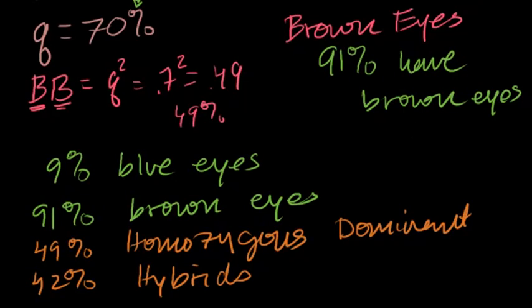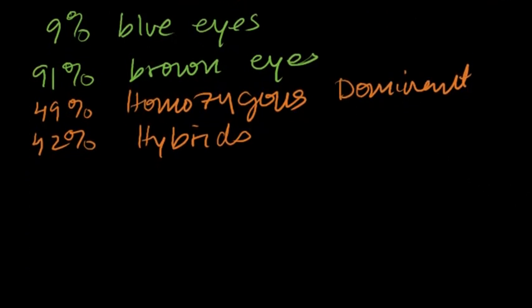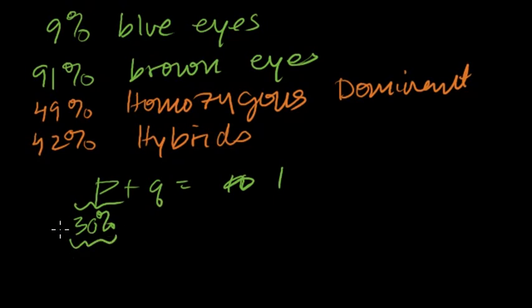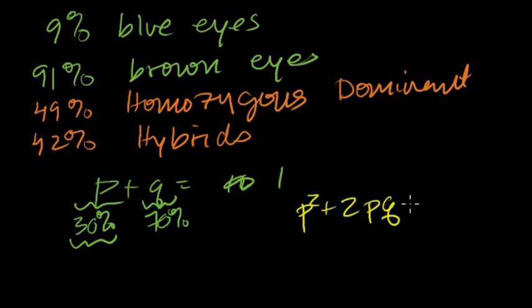And if we go back to the Hardy-Weinberg equation, we see that P plus Q has to be equal to 100%, or I could just write 1. And we figured out that P was 30%. That's the frequency of the blue-eyed allele, the actual trait, not the observation of it or the genotype. And the frequency of the brown allele was 70%. And then this is actually a breakdown when you square that. So we also know that P squared plus 2PQ plus Q squared is equal to 1.